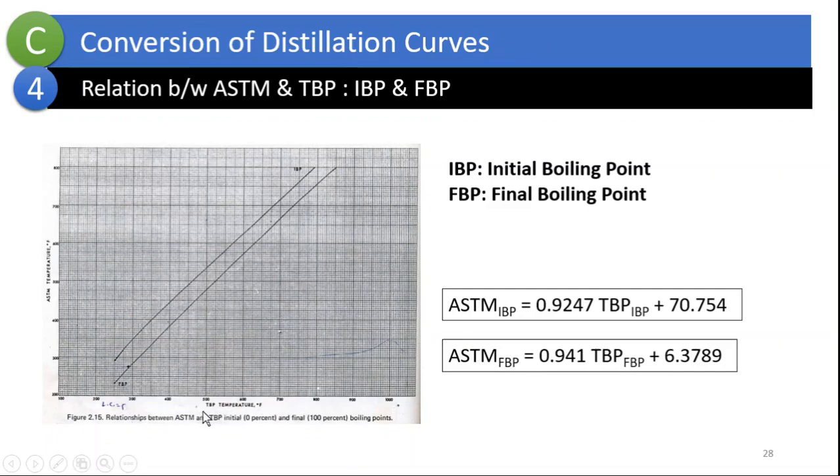If you look closely, the x-axis is the TBP temperature in degrees Fahrenheit, and the y-axis is the ASTM temperature in degrees Fahrenheit. The upper line is the initial boiling point IBP and the lower line is the final boiling point FBP. If you know the initial boiling point or final boiling point of TBP, you can find the value for ASTM. With the help of either the graph or these two equations, you can find the ASTM IBP and ASTM FBP using these two correlations. So these are the methods where you can convert slope, T50, and initial and final boiling points.